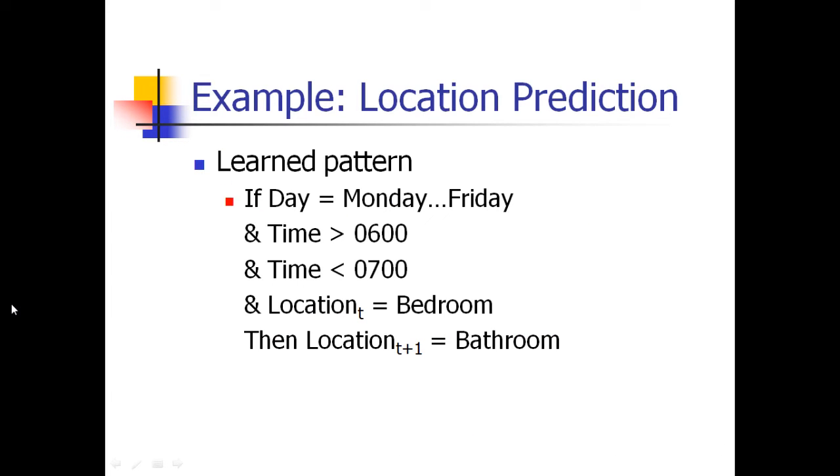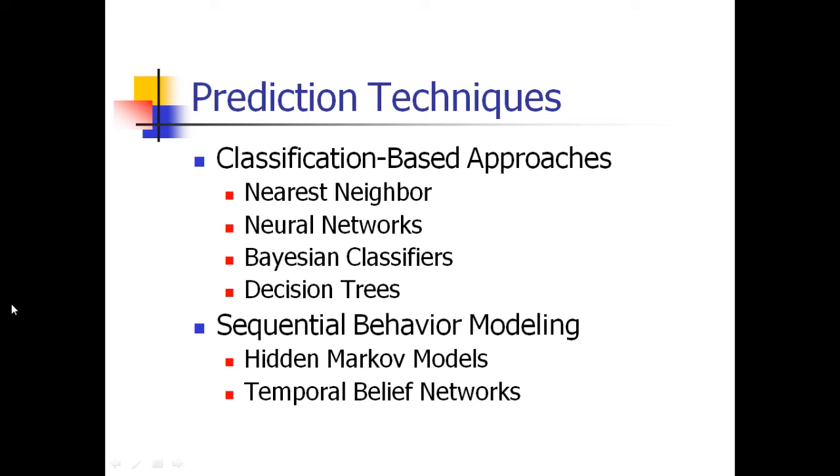So that is the learned pattern. What do these mean? Day equals Monday. Already we have discussed these things. Day, time, location. Okay, for time from 6 to 7 he will be in the bedroom. Then location equals bedroom. Like that the things will be done. Next topic we will discuss these things. So this is the topic we have discussed.